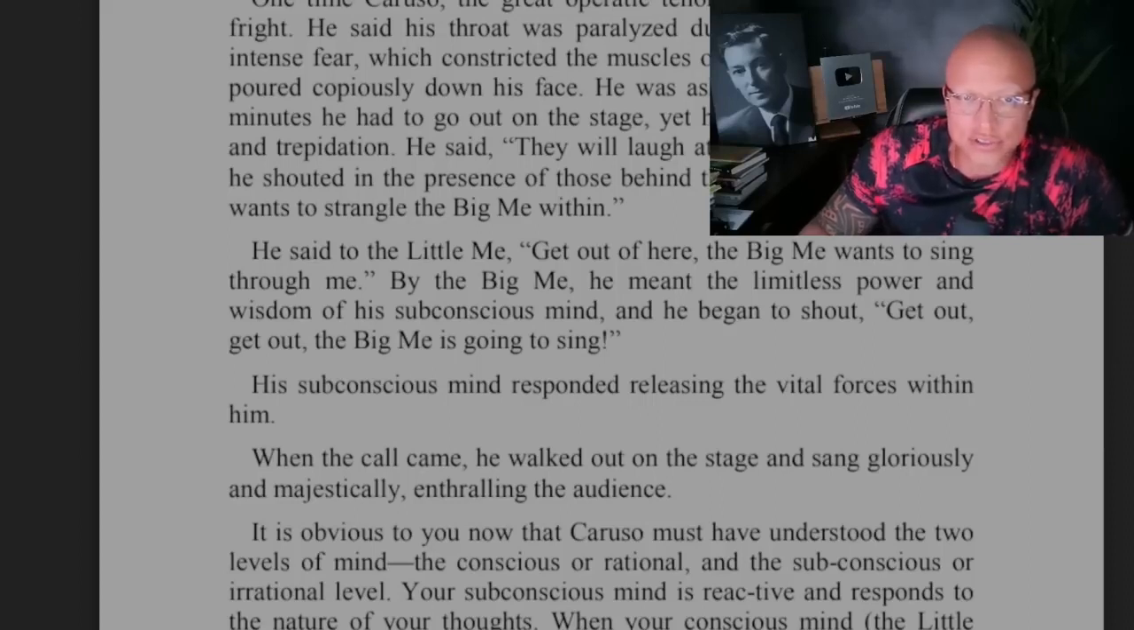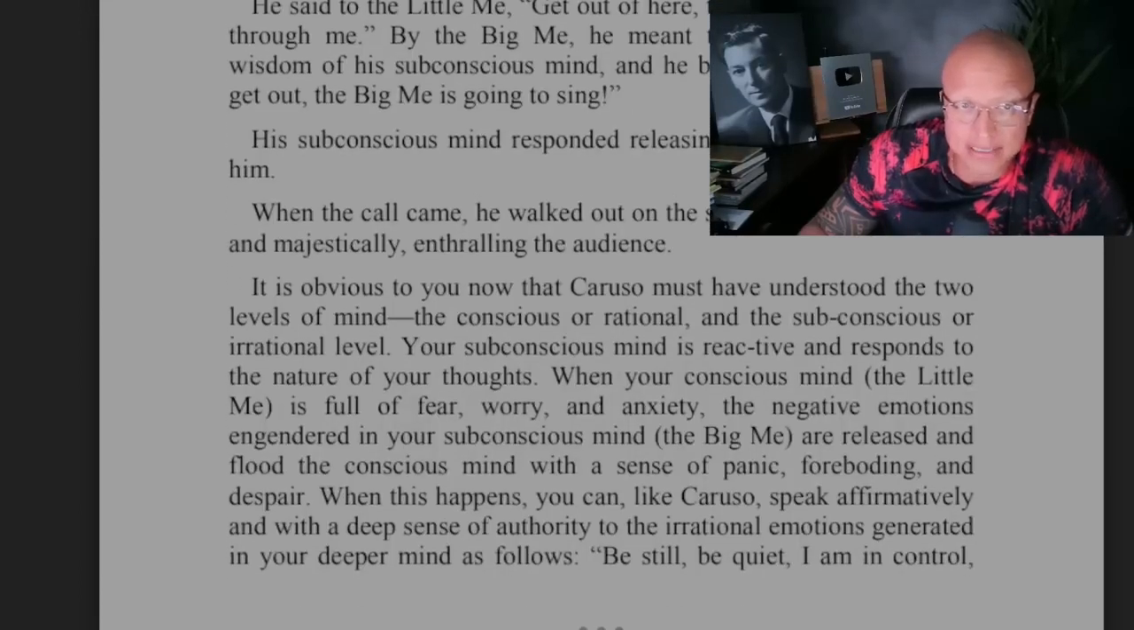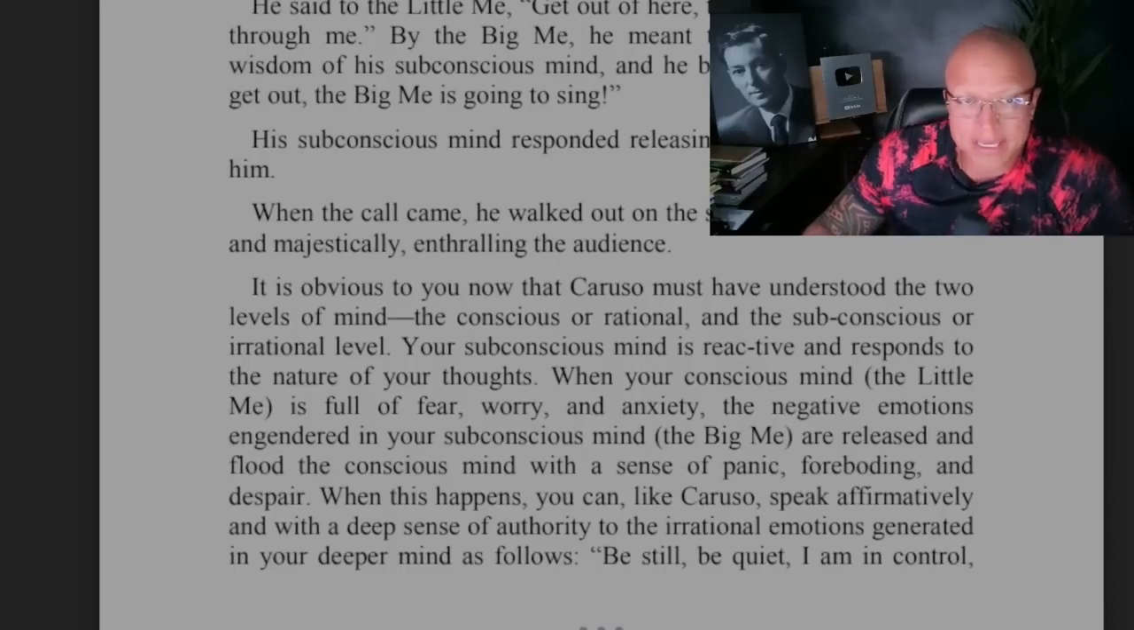It is obvious to you now that Caruso must have understood the two levels of mind, the conscious or rational and the subconscious or irrational level. Your subconscious mind is reactive and responds to the nature of your thoughts. When your conscious mind, the little me, is full of fear, worry, and anxiety, the negative emotions engendered in your subconscious mind, the big me, are released and flood the conscious mind with a sense of panic, foreboding, and despair.